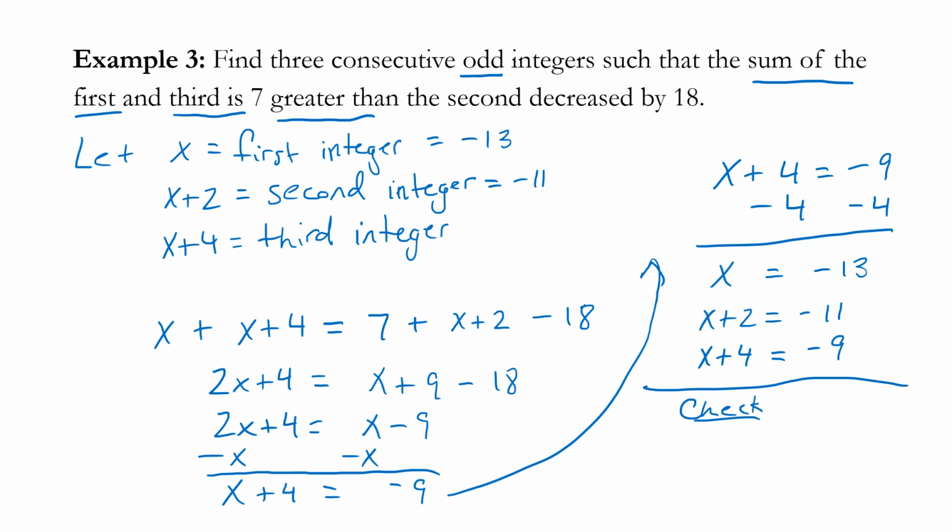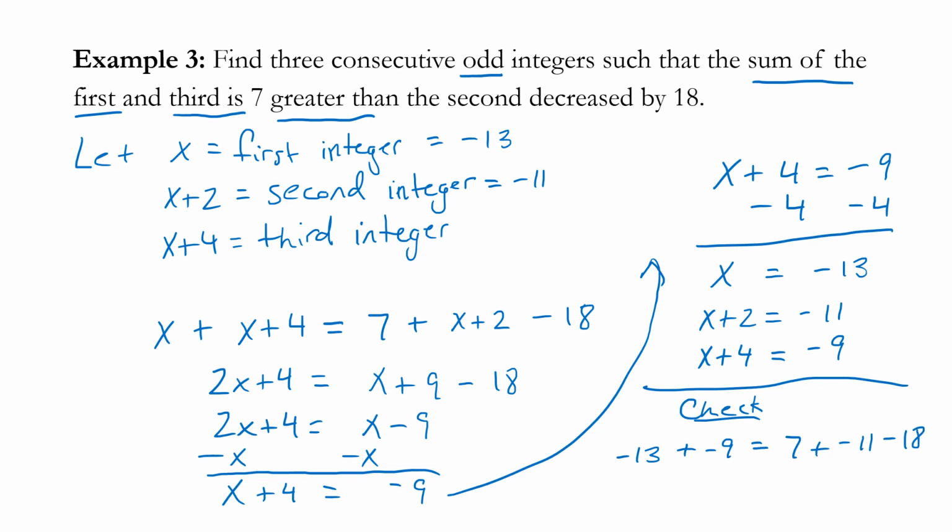So our check says the sum of the first, well, the first was negative 13, and the third, plus negative 9, is equal to 7 greater than, so 7 plus the second, which is negative 11, decreased by 18, minus 18.